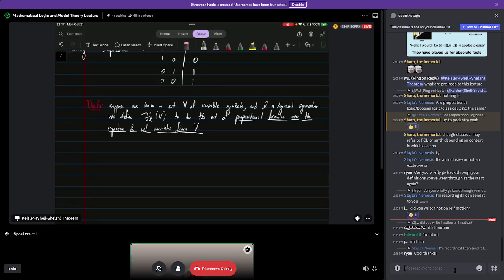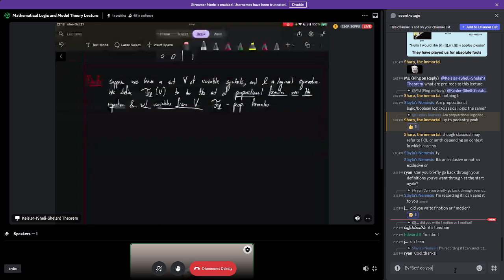This is not the definition, this is just the name of the definition. Generally, I'm just going to neglect the V and write this as F sub L. And we're going to call these propositional formulas, instead of propositional formulas over the signature L with variables from V, because that's just too long.